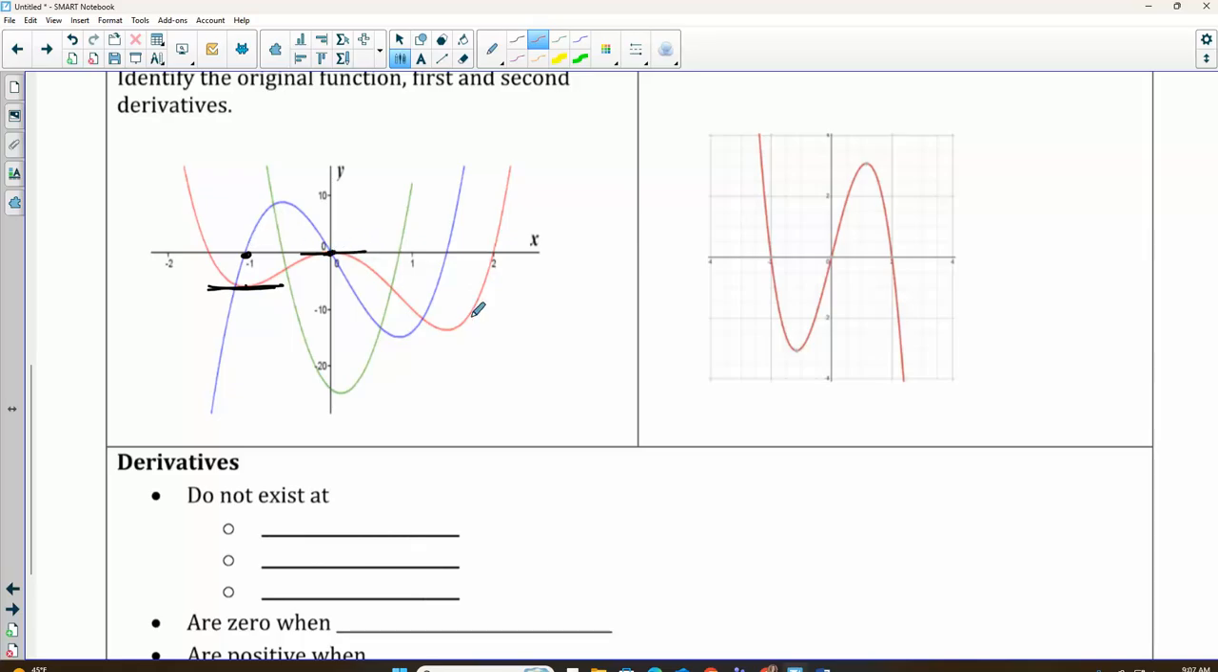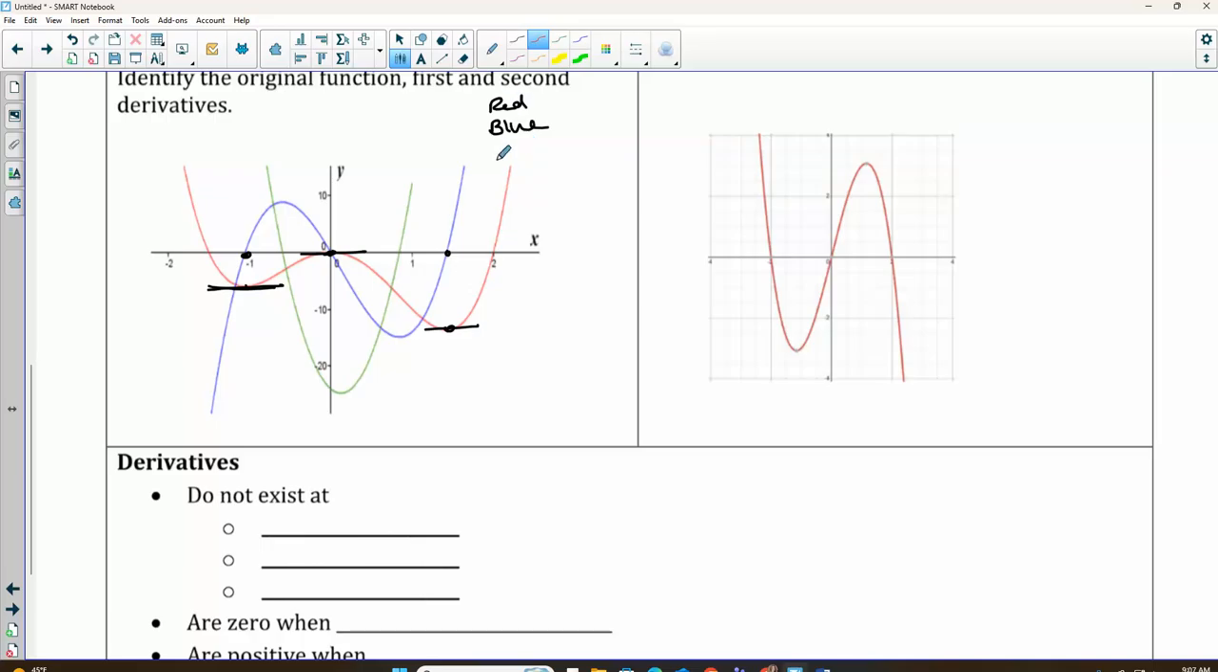So horizontal tangent, horizontal tangent. The graph was decreasing, so derivative negative. Increasing, so derivative positive. Decreasing, so negative. Increasing, so positive. So I know the blue one is the derivative of the red one.